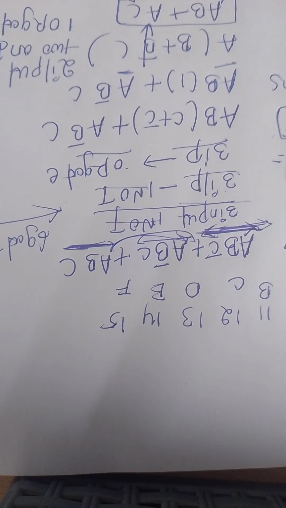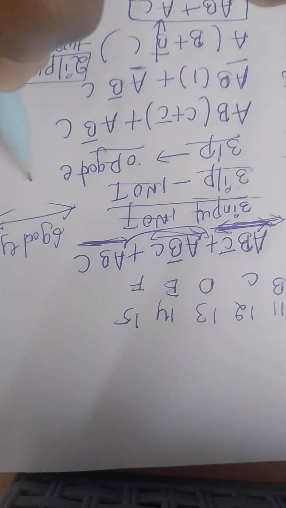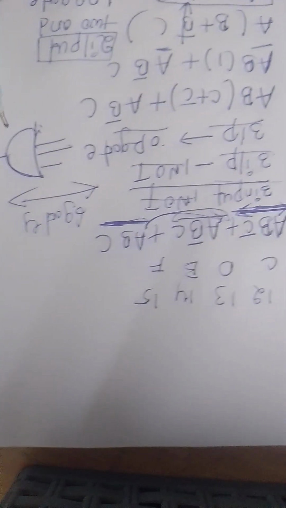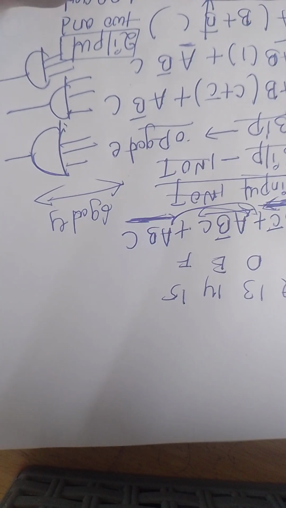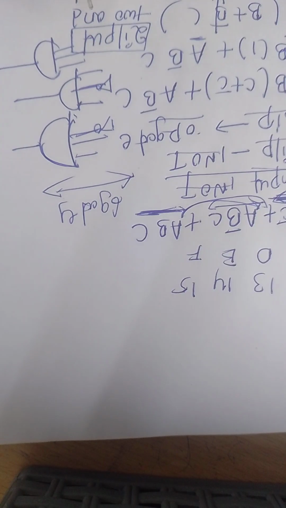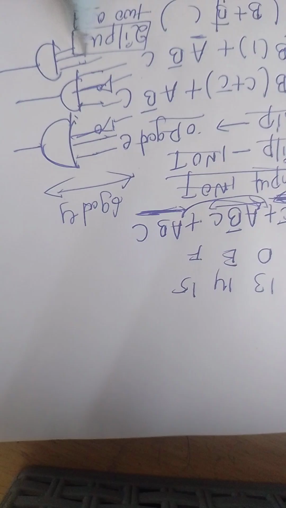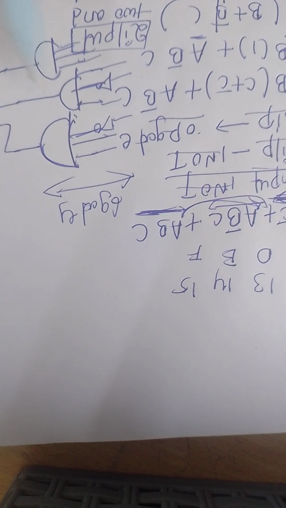So how much has it been reduced? We can observe that 1, 2, so we can remove two NOT gates. Here, how many gates? 3 input AND gate, 3 input AND gate, 3 input AND gate is required, and 1 NOT gate for B. Now see here how many gates are required over here. And 1 3 input OR gate is required.